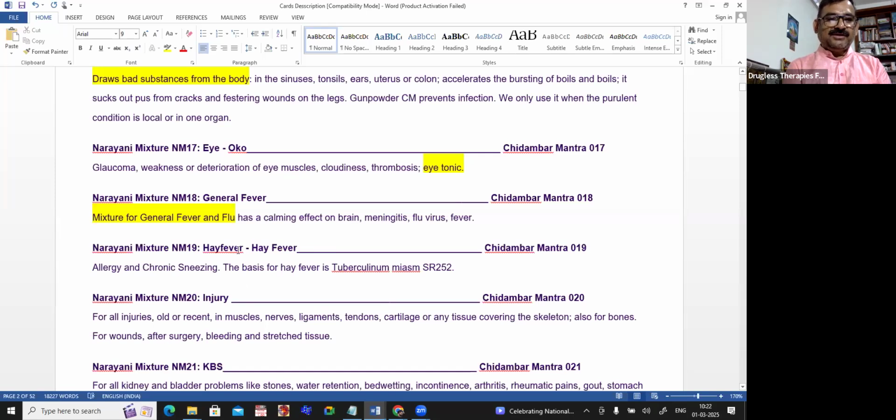Hay fever. What is hay fever? Hay fever is nothing but sneezing. And this document is very wonderful. I have taken this from some other language and converted it by Google Translate. So wonderful it is. By just going through this list itself, we will be able to remember everything. And injury is for all injuries only. Okay.